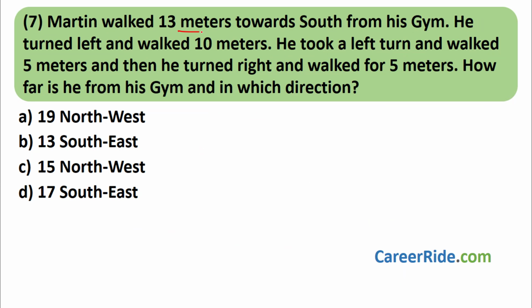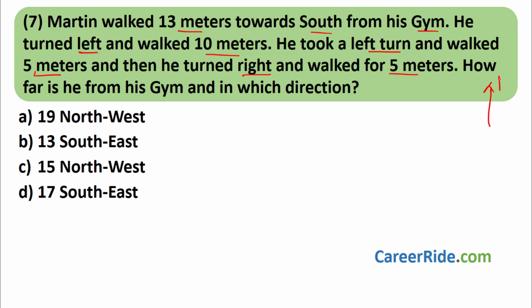Martin walked 13 meters towards south from his gym. He turned left and walked 10 meters. He took left turn and walked 5 meters, and then he turned right and walked for 5 meters. How far is he from his gym and in which direction?